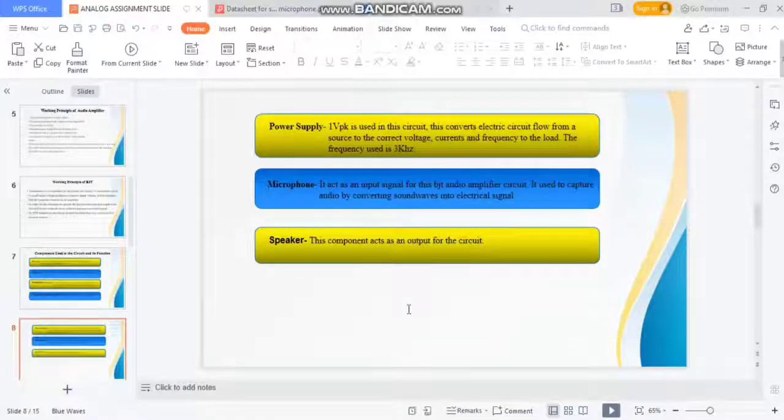And then the power supply. 1 volt peak is used in this circuit. This converts the electric current flow from a source to the correct voltage, current and frequency for the load. The frequency used is 3 kHz. And then the microphone. It acts as an input signal for the BJT audio amplifier circuit. It is used to capture audio by converting sound waves into electrical signals. Lastly is the speaker. This component acts as an output for the circuit.